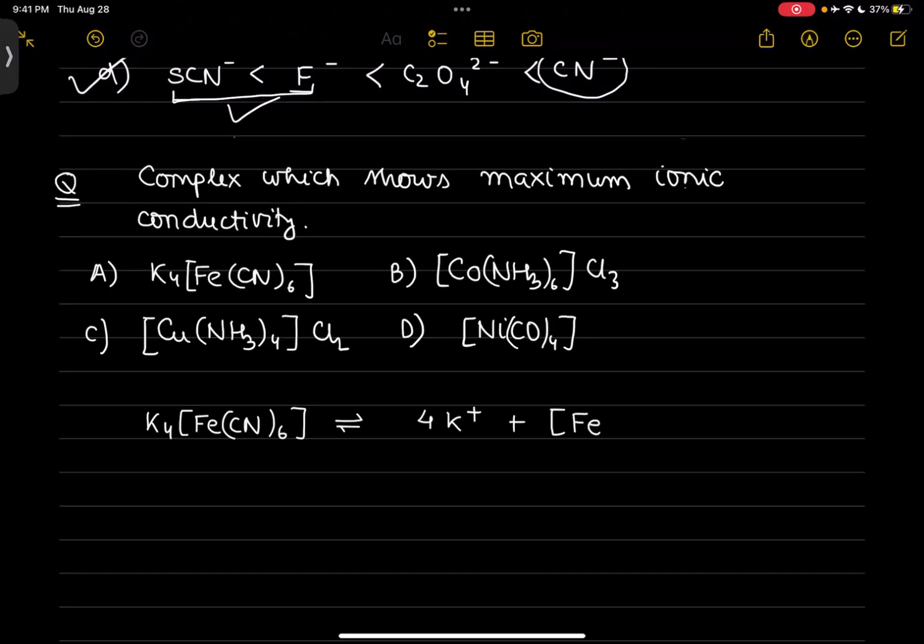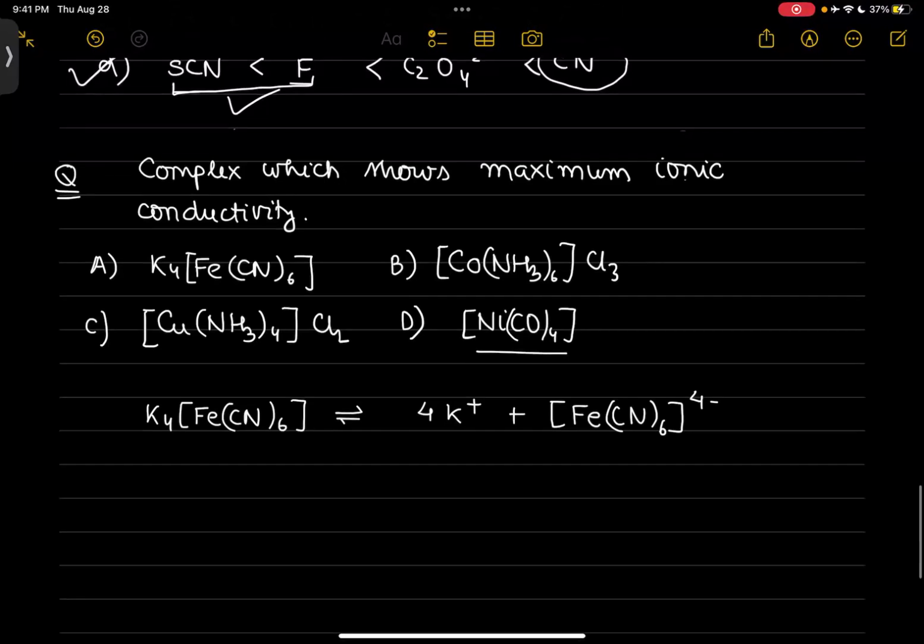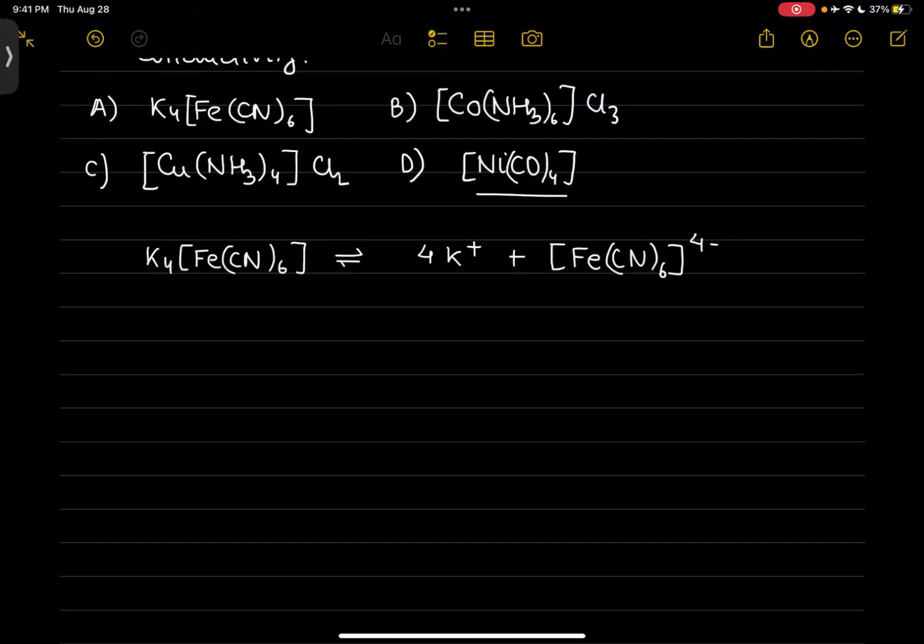And you can tell me which complex, though it is not asked, it can be asked in any question in the upcoming NEET: which complex is having the least electrical conductivity? Option D, because it doesn't split into ions. Everything is within the square bracket. Got it? Next question.